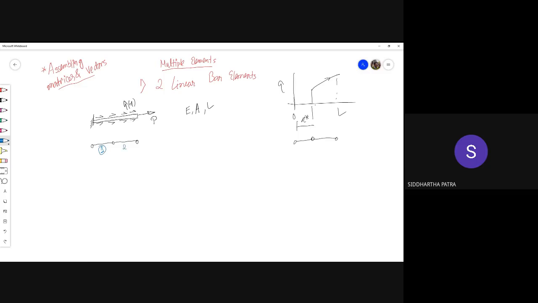So I'm dividing this bar into two elements, element number 1 and element number 2, and since I'm taking a linear bar element, each element has two nodes. So in total there are three nodes.